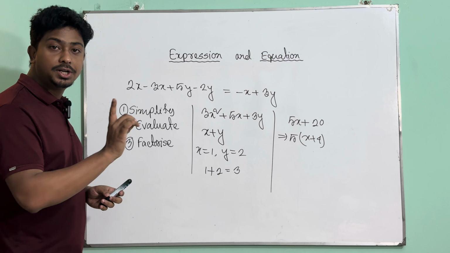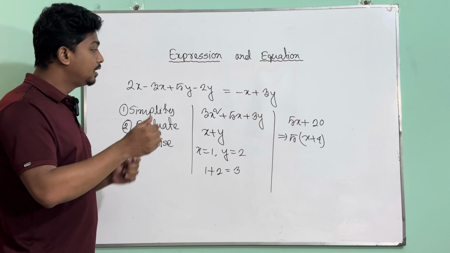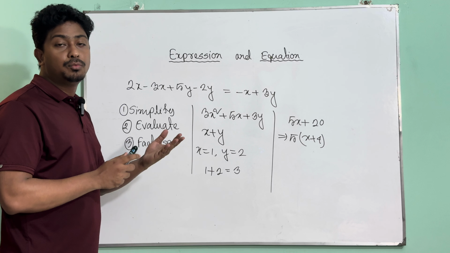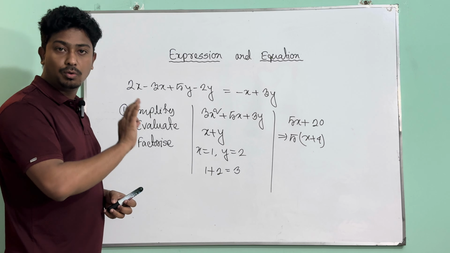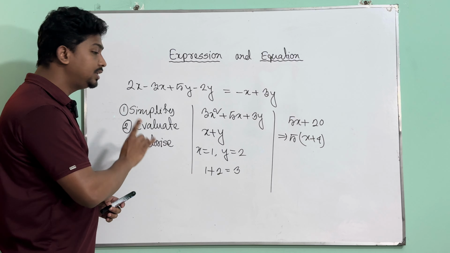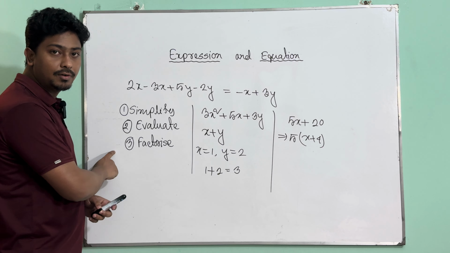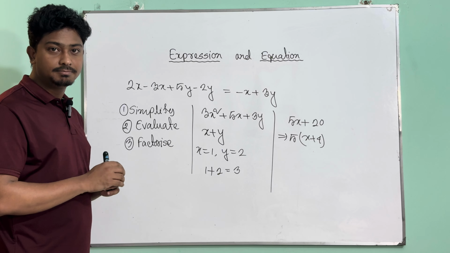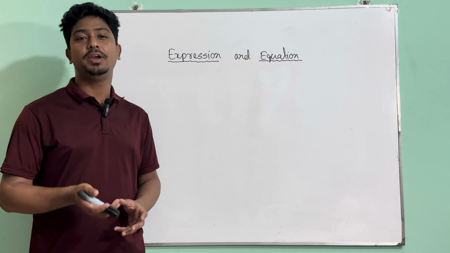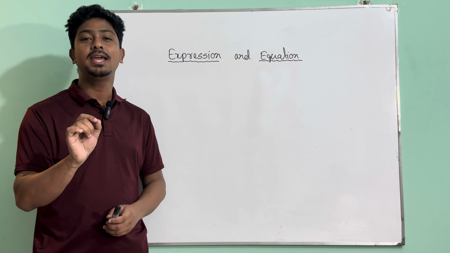So what is an expression? Expressions are a group of terms that are together with either positive, negative, multiplication or division. There is no equal sign in an expression. We can do three things with an expression, which is either simplify, evaluate, or factorize, and no equation. This is the common mistake, okay? Now, what is an equation? An equation is two expressions joined by an equal sign.